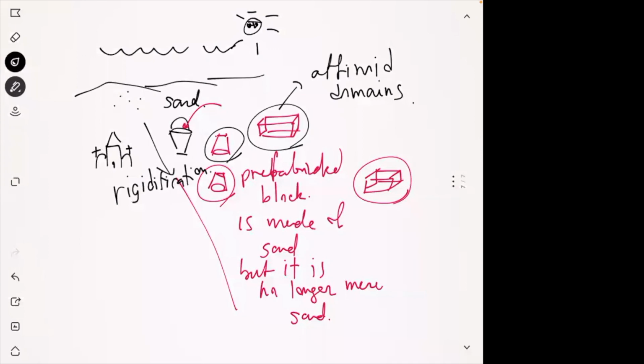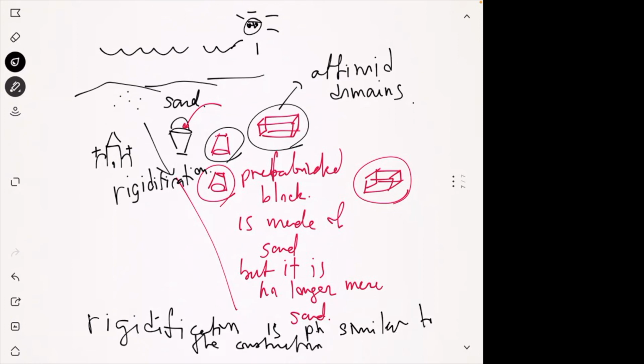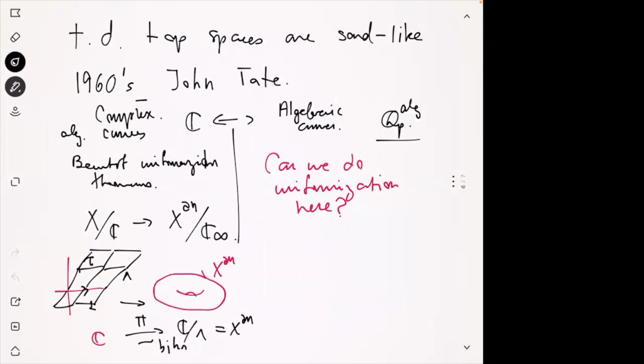To finish the analogy, I also want to stress that this process is very similar to the construction of schemes. Rigidification is philosophically similar to the construction of schemes. Let's go back in time, to the 60s. The flurry of applications of sheaf theory from differential equations to geometry came in the 50s, by very big names.